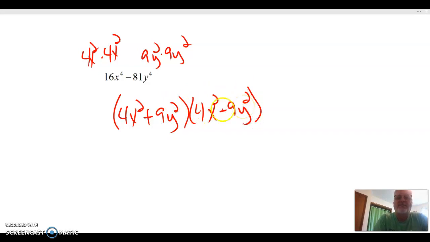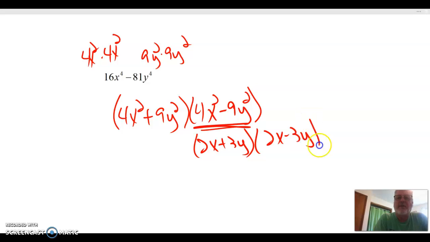Now hold up, one more thing. This one here is another difference of perfect squares. So it's going to be 2x plus 3y and 2x minus 3y. And then just bring down this 4x squared plus 9y squared. Okay? So sometimes when you factor it into two factors, one of those two factors might be another difference of squares, which it is on that one.